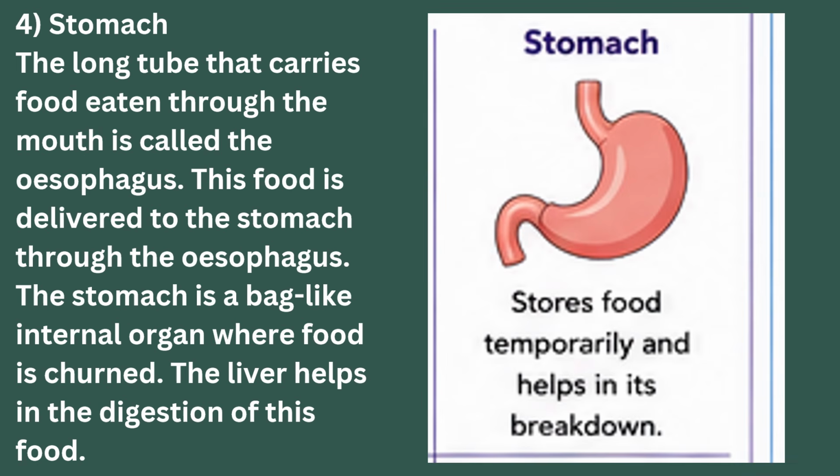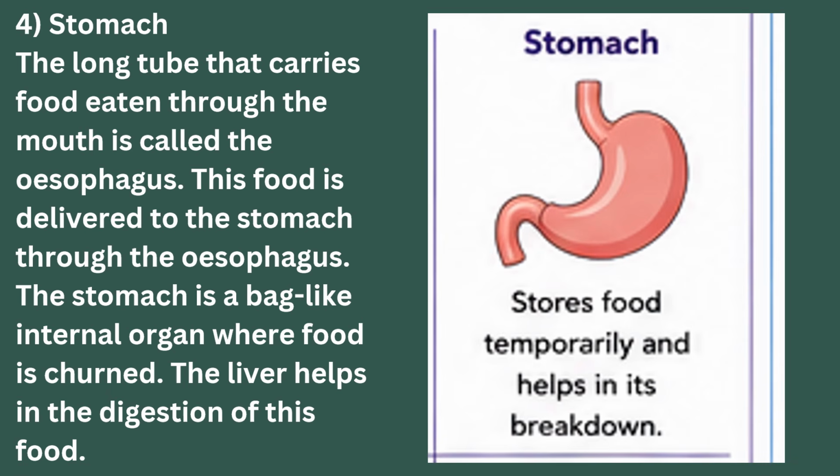Next is stomach. Stomach has a long tube that carries the food. Now we eat the food through the esophagus. There are two pipes, food pipe and windpipe, near your throat. If you touch your throat, the pipe near that is called the esophagus. This pipe helps us to carry the food towards the stomach, and the food is delivered to the stomach through the esophagus.